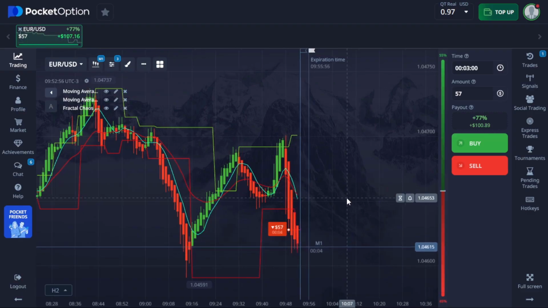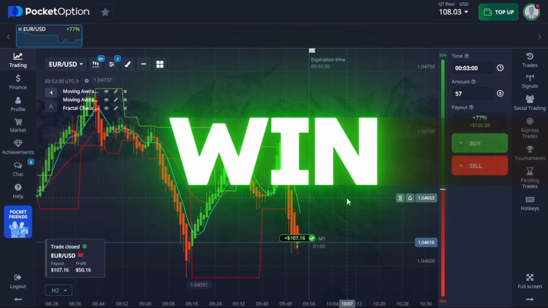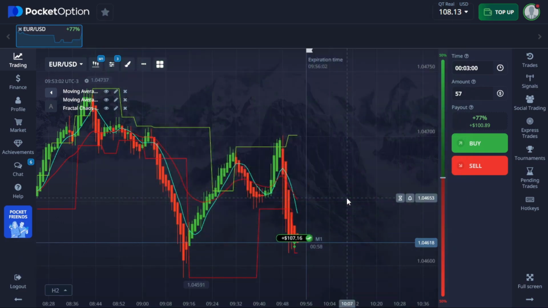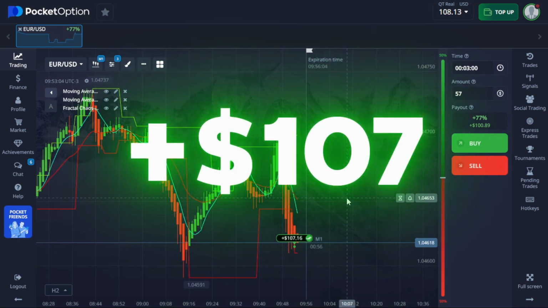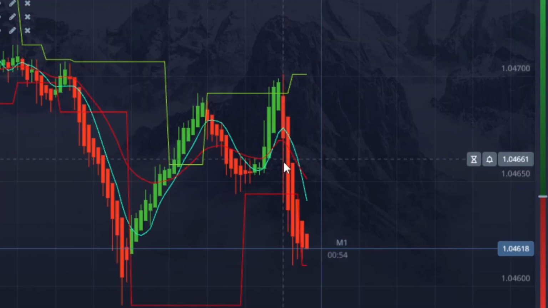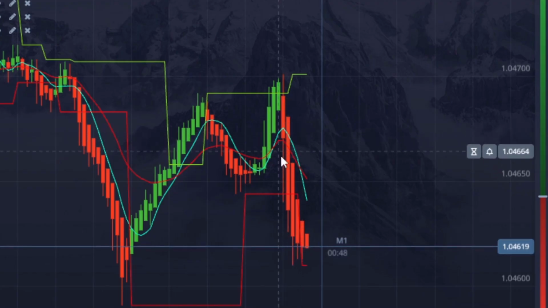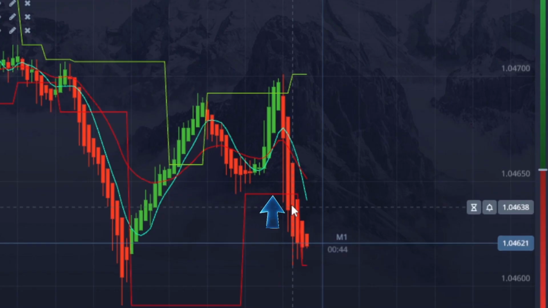Alright, guys, seconds left to finish the second operation. Another hit in Euro USD. The key part was fulfilled, guys, and look at that, $187 of profits. Okay, when I have the break zone right here, that's what catches my attention about this strategy.